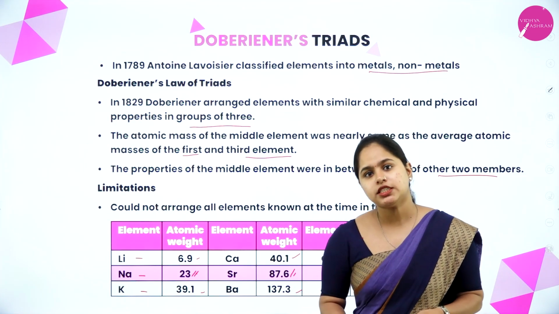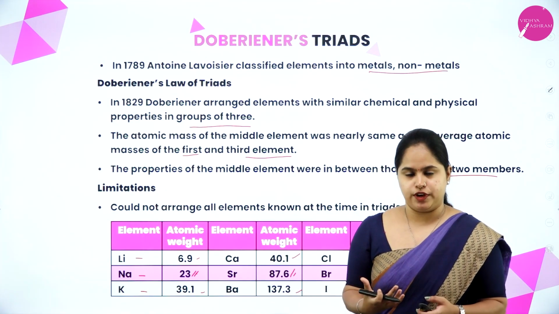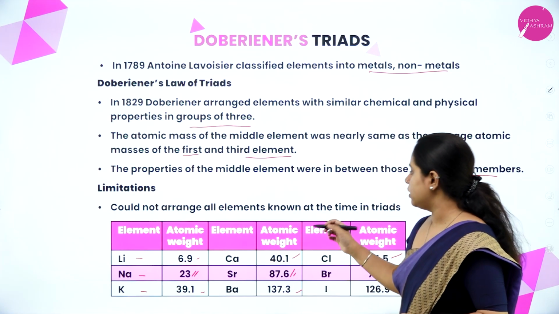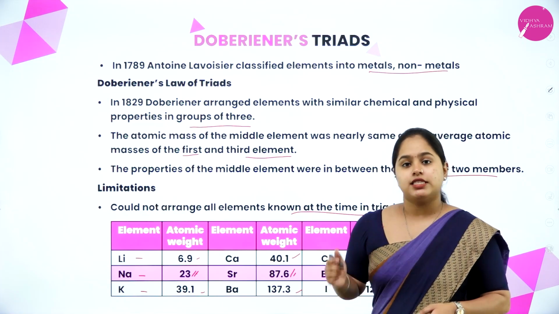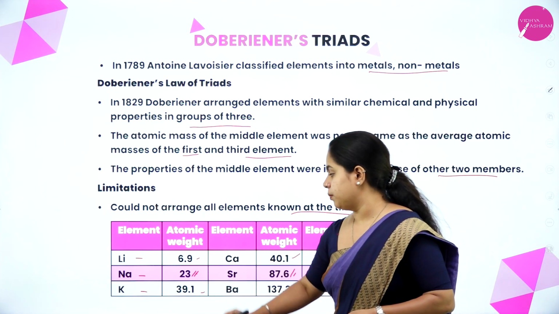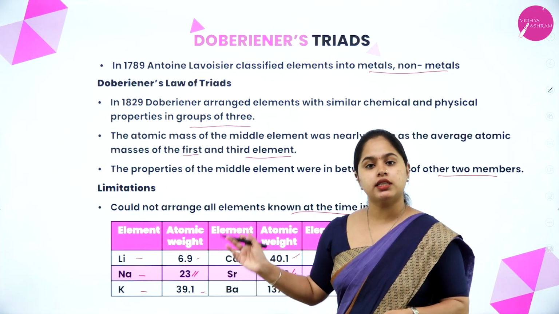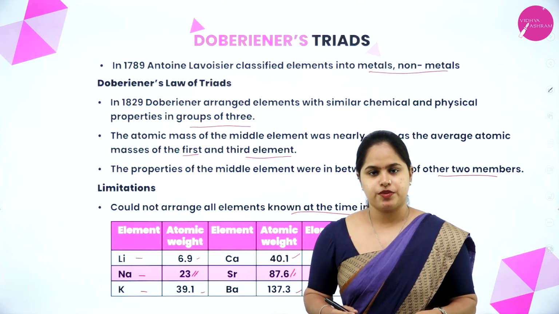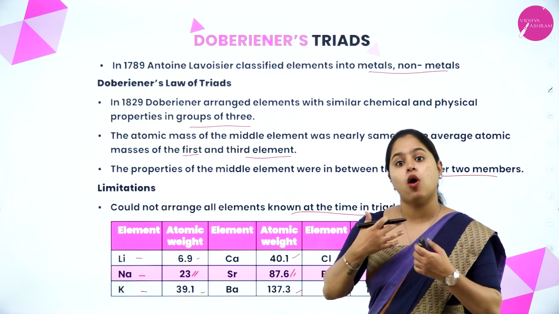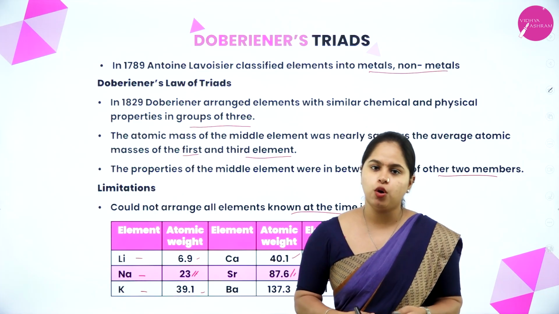Now moving on to the limitations of it. So this is not the final way in which elements were classified, right? So what were the limitations of it? It could not arrange all elements known at the time in triads. He was only able to formulate 3 triads: lithium, sodium, potassium; calcium, strontium, barium; chlorine, bromine, iodine. These were the only 3 triads he was able to formulate. He was not able to classify all the known elements at that time. So this was the limitation of Dobereiner's triads.